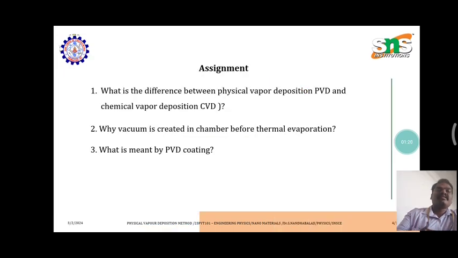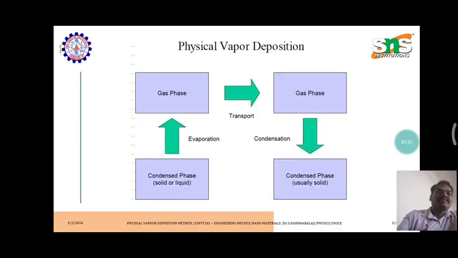In this assessment of PVD: what is the difference between physical vapor deposition and chemical vapor deposition? Why is a vacuum created in the chamber before thermal evaporation? What is meant by PVD coating? In physical vapor deposition, three different types of work are needed: one is transportation, another is condensation, and the final one is evaporation.